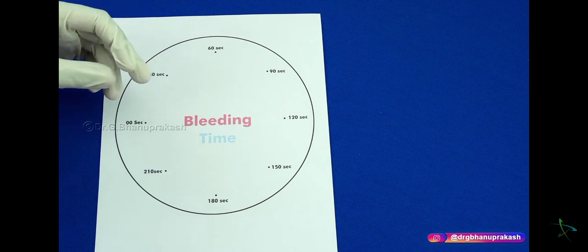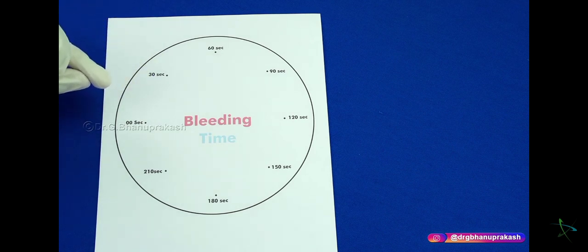Till when should you add the blood? You should add the blood till there is no drop of blood coming out of the patient's finger or the patient's prick point. Then immediately stop the timer and note down the value. That will be the bleeding time. The normal bleeding time is around 2 to 7 minutes, which means if the value is between 2 to 7 minutes, the platelets are in normal number. If the bleeding time is more than 7 minutes, it means the bleeding is still continuing, which means that the platelets are deficient in the patient's body, and that is the reason why there is delay in the platelet plug formation.